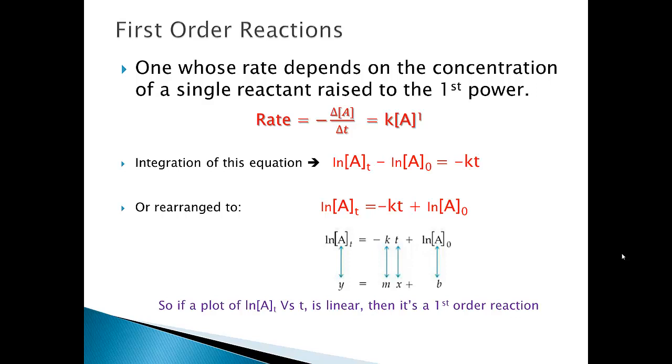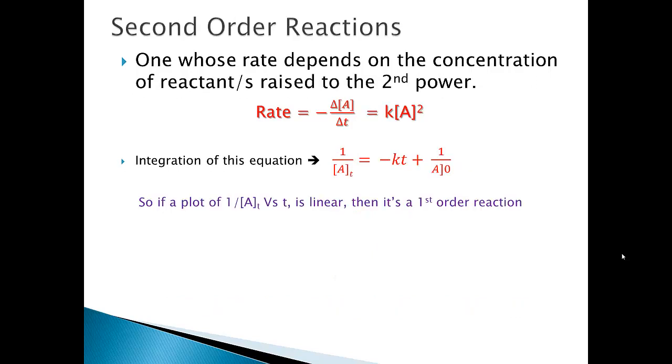If we're measuring the concentration of our reactant over time, what we can do is take the natural log of that concentration and plot that against time, and if we get a straight line, if it's linear, then we can say our reaction is first order. This is really useful in a lab experiment, so we might be able to perform our reaction, take some measurements over time, and then make a graph. And if that graph is linear, then we can say yes, this reaction is first order overall.